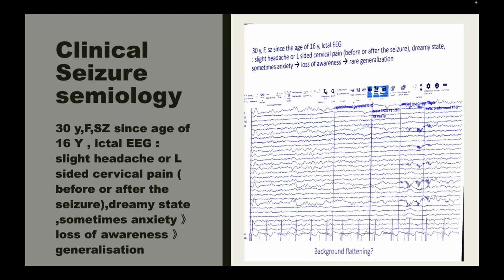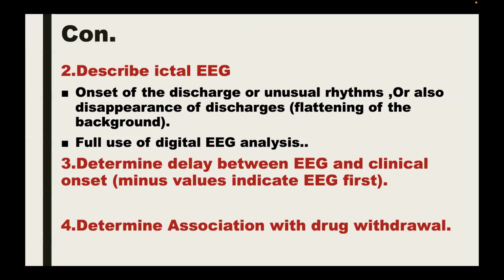So this is a background flattening. In the background flattening, what do patients feel? They feel cervical pain. So this is the onset of the seizure. In one of the patients with cervical pain, we noticed a flattening of the background. Second one, this is the ictal EEG. First one, clinical. Second one, ictal EEG pattern.